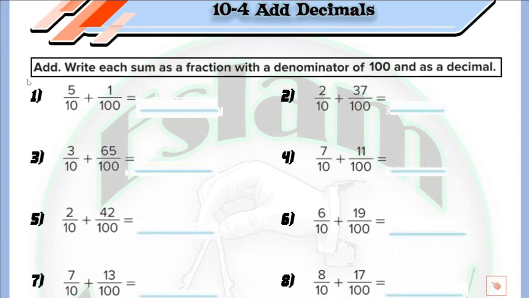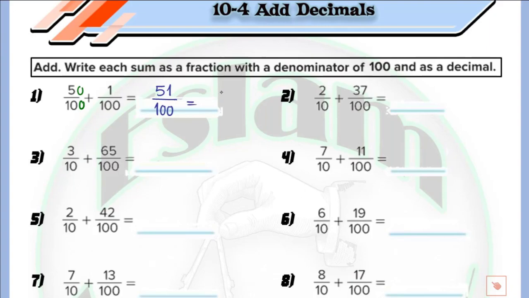So we have 5 over 10. With an easy way, we can make the denominator equal 100 just when we add 0 up and 0 down. Now we have 50 over 100. We need to add it to 1 over 100. As we said before, to add fractions with the same denominator, just write the denominator without any change. Then add the numerator. So 50 plus 1 is equal to 51.